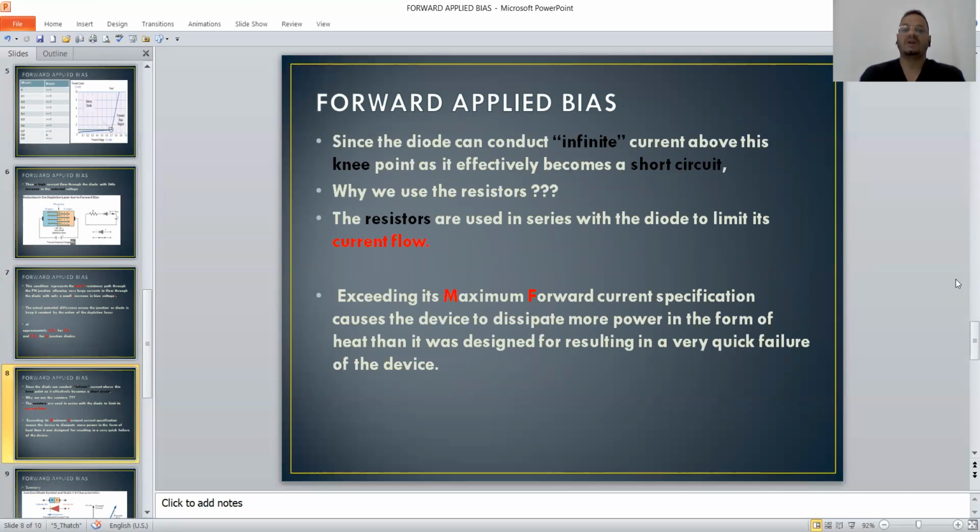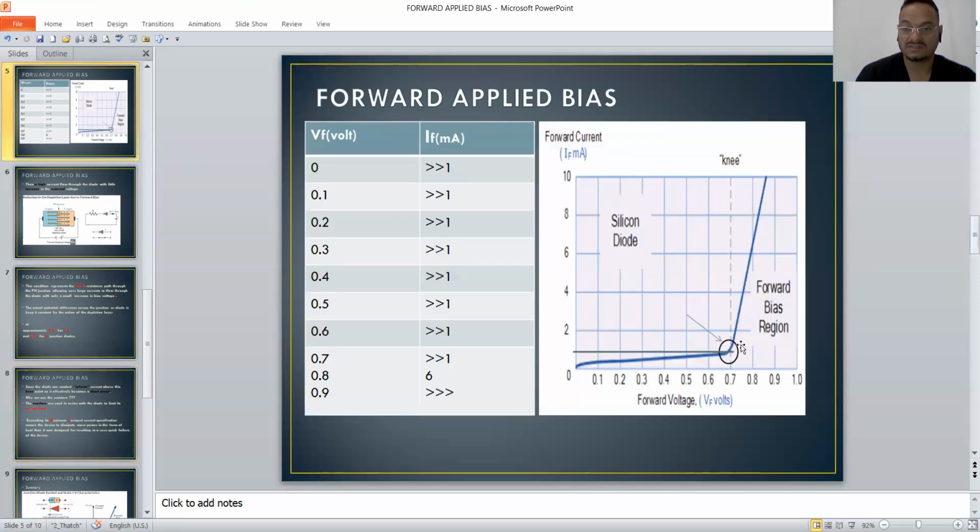Since the diode can conduct infinite current above this point, the important thing here is that the diode will behave like a short circuit. Above this knee point, this circle, sorry, this area is the knee. After this knee, the current jumps to 8.